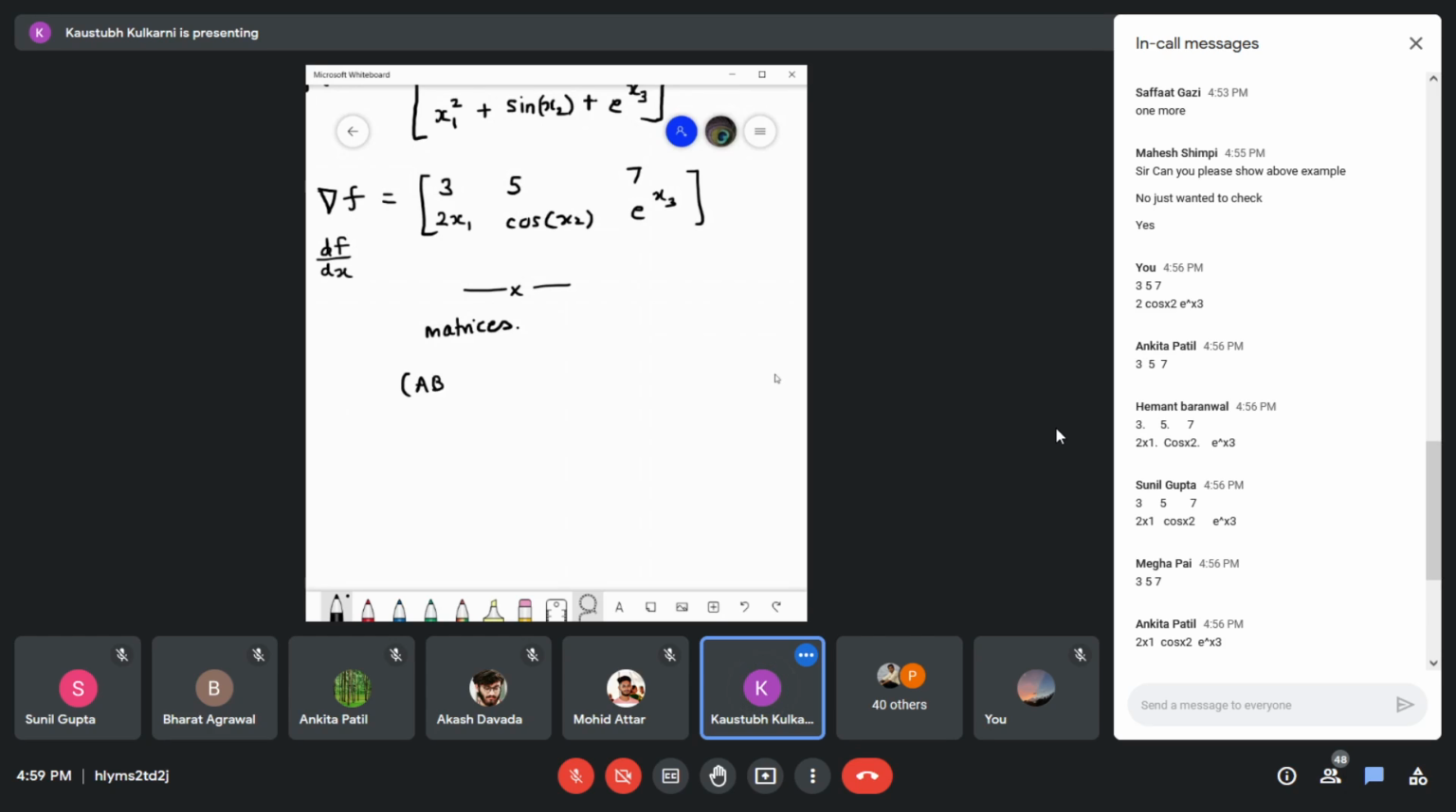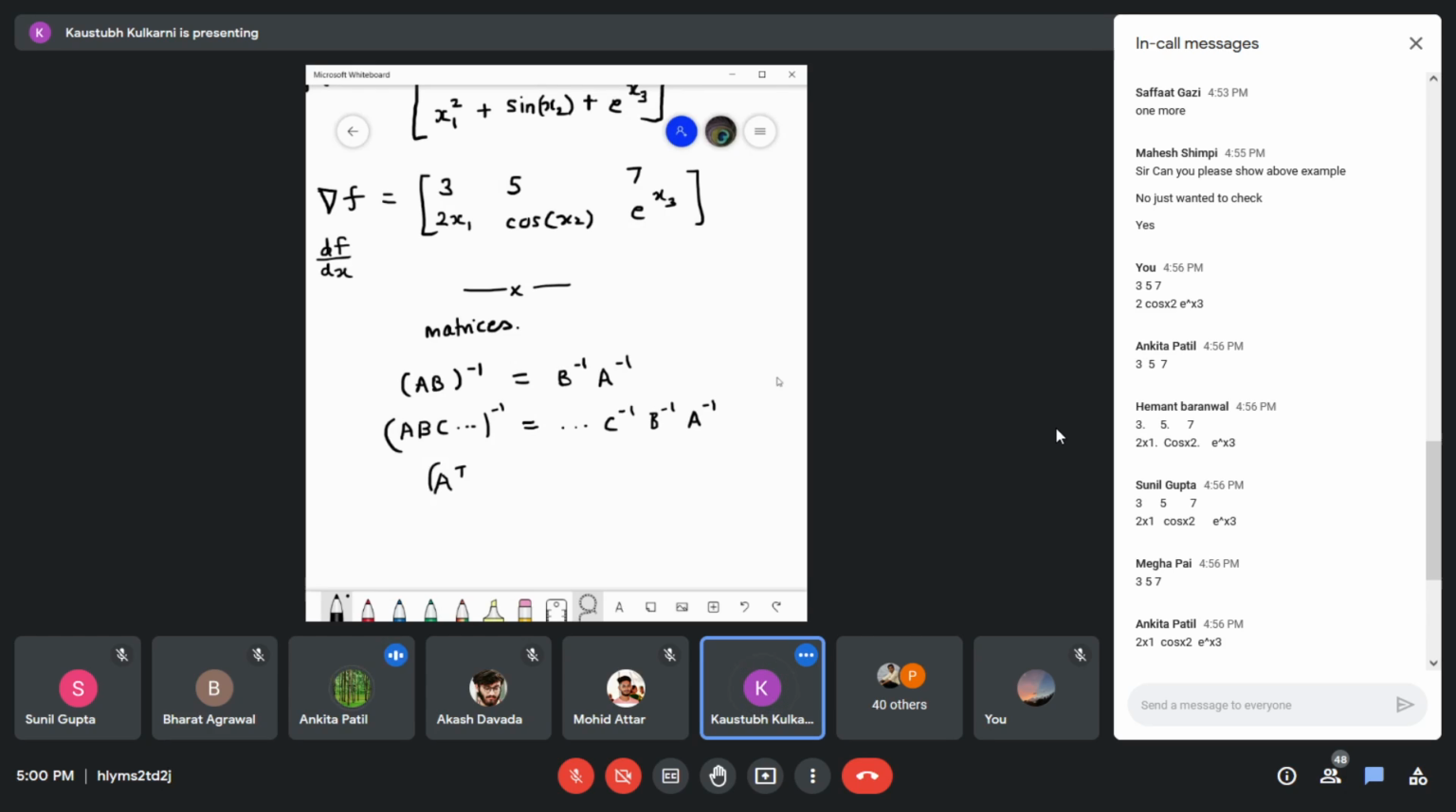A B inverse is B inverse A inverse. This can be generalized to any number of matrices. So, for example, you have A, B, C up to many such things, a product of many matrices, and still it will be the reverse of it, basically. That is, dot dot dot C inverse B inverse A inverse.